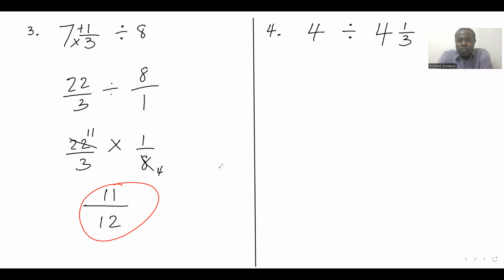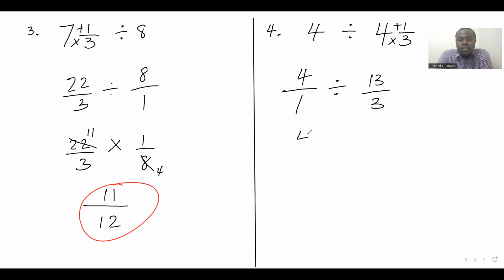Let's do one more, number 4, and then you get a chance to express to me that you understand what you would have learned so far. So let's look at number 4. Our whole number in number 4 is 4 itself, right? So we divide 4 by 1, and by doing that, we convert it to a fraction. So it's 4 over 1. Then we write our division sign. Then we convert our mixed number to improper by multiplying 3 times 4, 12, plus 1, 13. So it's 13 over 3.